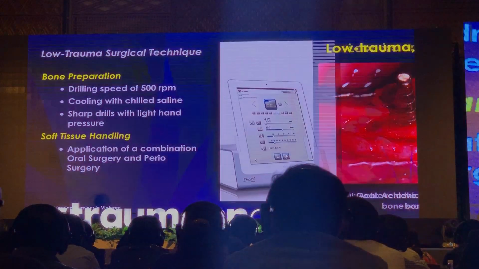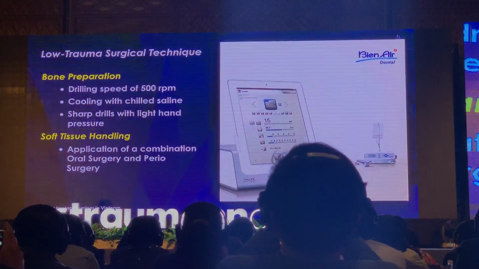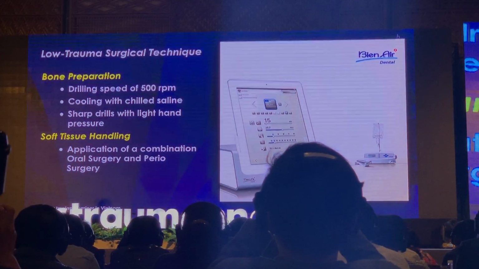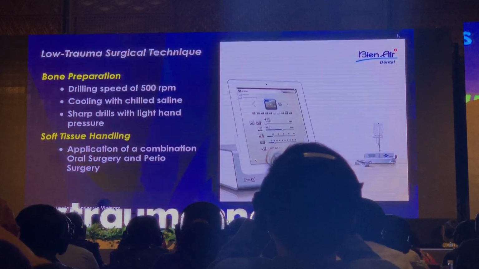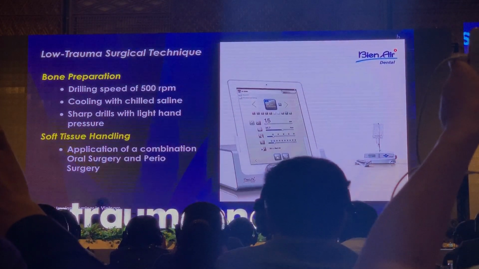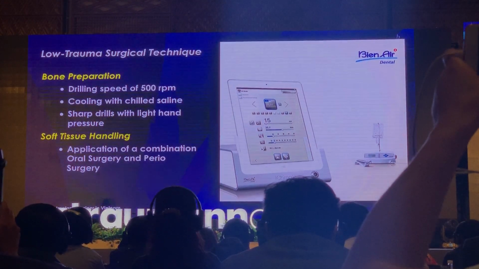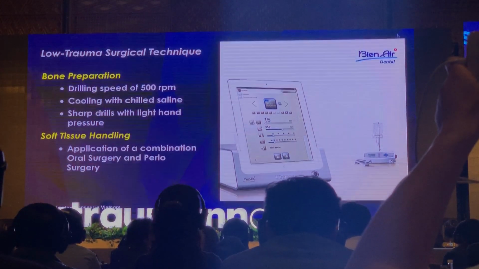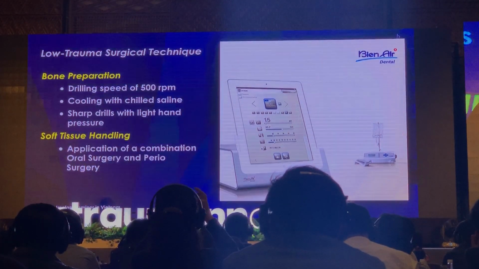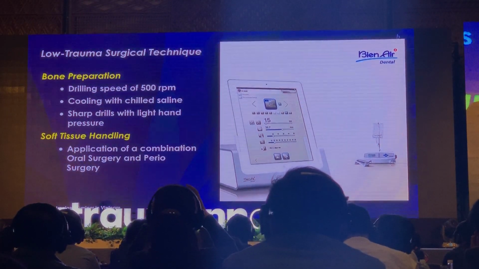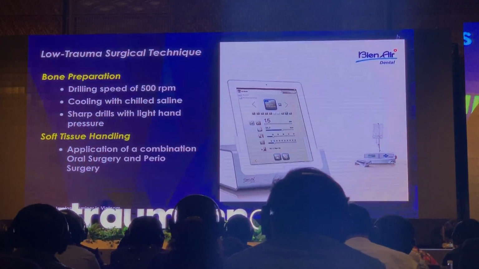Okay, another one is, atraumatic surgery does not exist. This is a nonsense term. There is no atraumatic surgery. But what you can do is a low trauma surgery. It's always a trauma. For healing, you need a trauma to the tissue, otherwise bone is not going to heal. But don't overheat the bone. The blood vessels should not be heated, otherwise they will not heal.